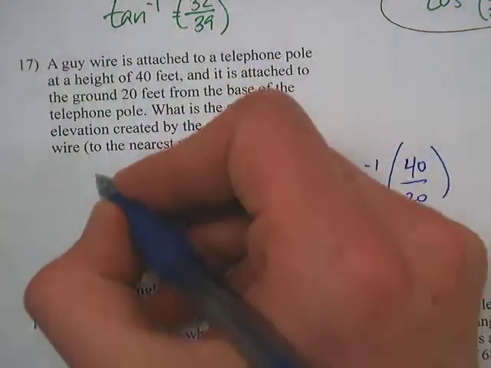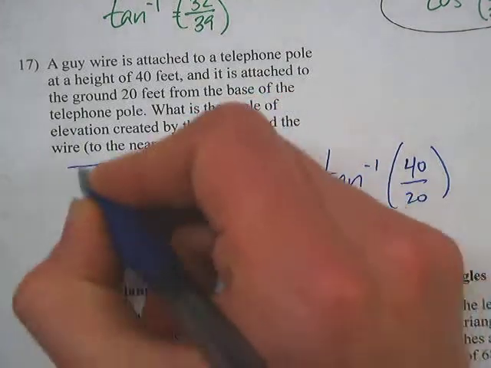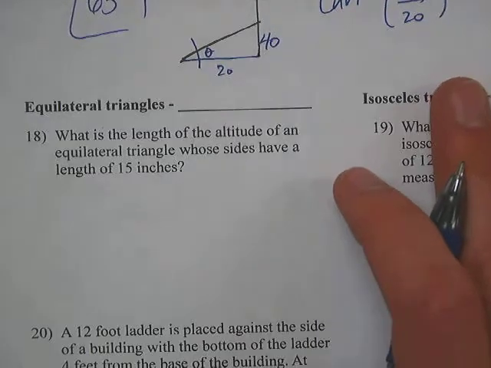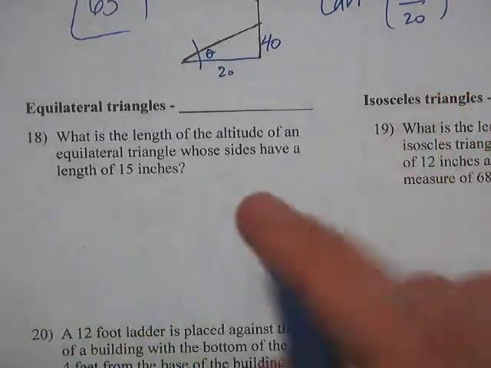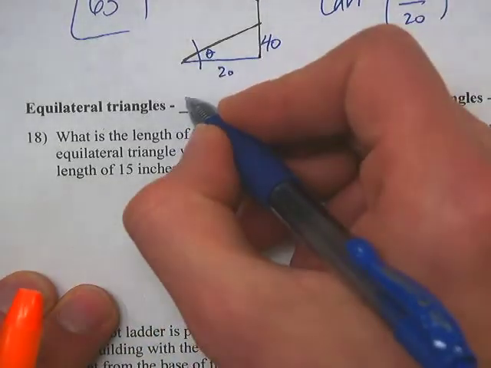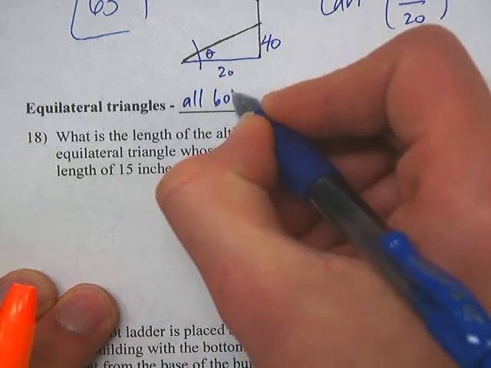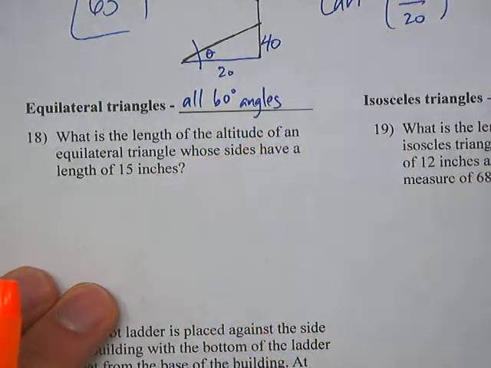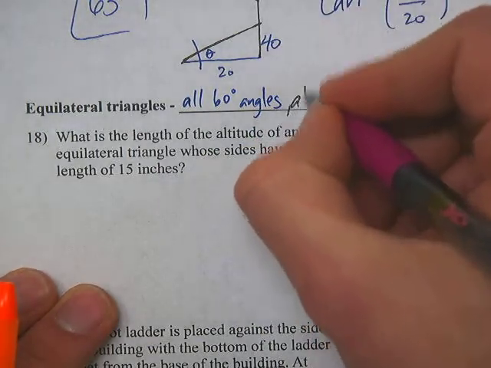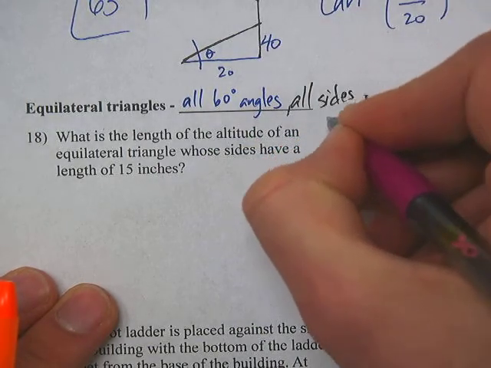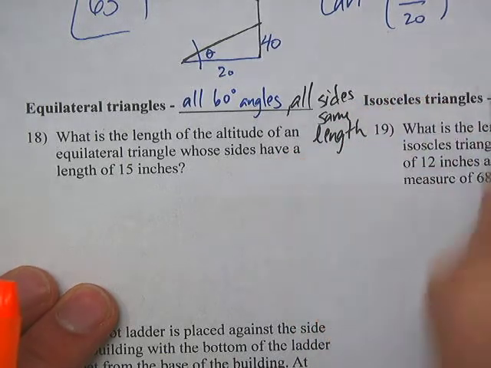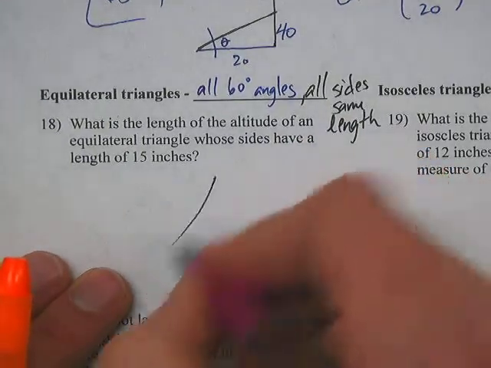Mine's not drawn to scale, obviously, but it wants to know what is the angle of elevation created by the ground and the wire. So we want this angle right here. Well, this would be tangent inverse of 40 over 20. So second tangent, 40 divided by 20 is 63 degrees.